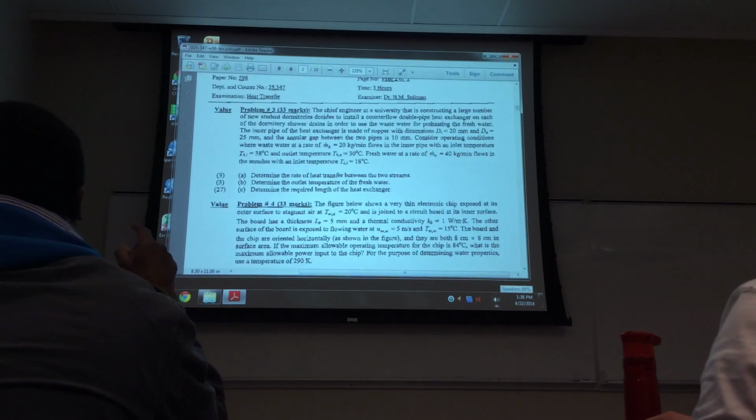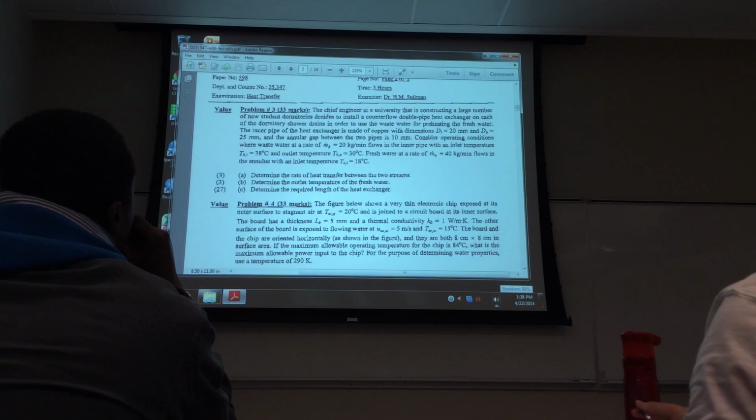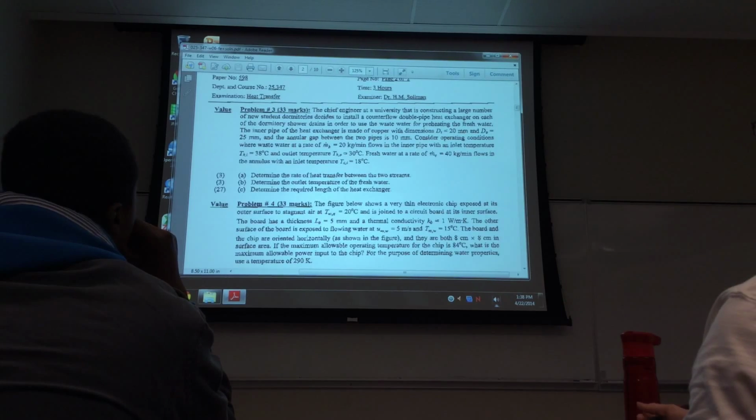University is constructing a large number of new student dormitories, assessed as a plentiful double-pipe heat exchanger, and each of the dormitory shower drains. Inner pipe is made of copper, with a 5 mm thick wall. Annular gap is 10 millimeters, okay? So what does that mean? The outer diameter is 35.